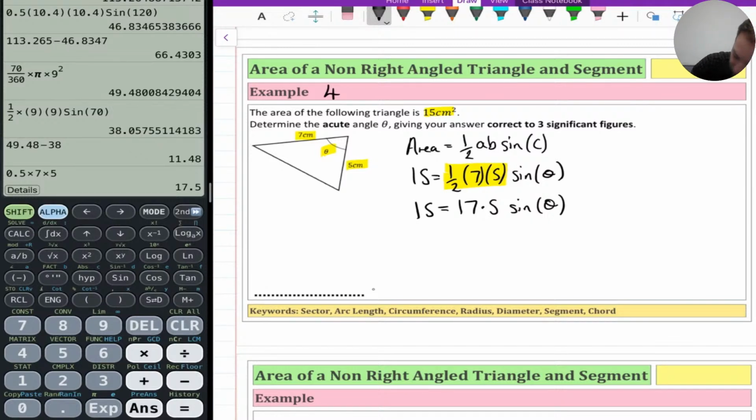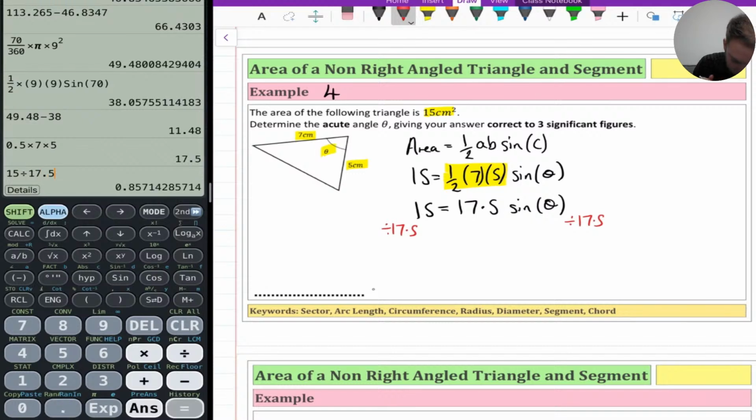So to get rid of that 17.5, I need to divide by 17.5 and divide by 17.5. So 15 divided by 17.5 is equal to 0.85714286 is equal to sine of theta.